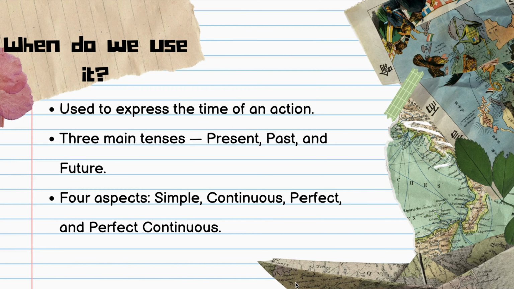In English, tenses are used to express the time of an action. There are three main tenses: present, past, and future. And each of these is further divided into four aspects: simple, continuous, perfect, and perfect continuous.